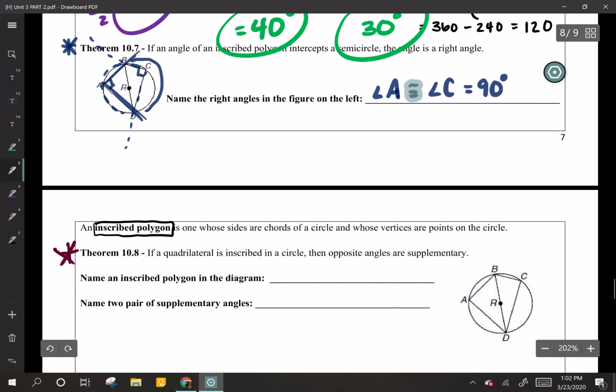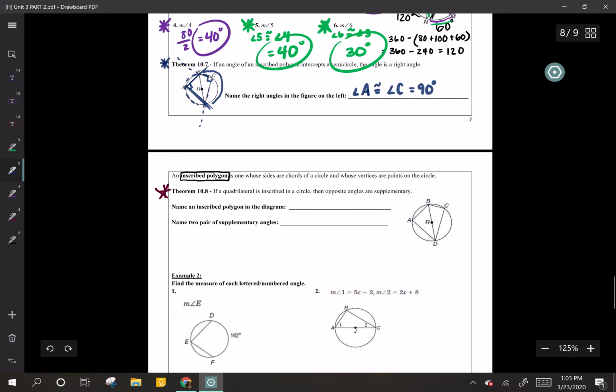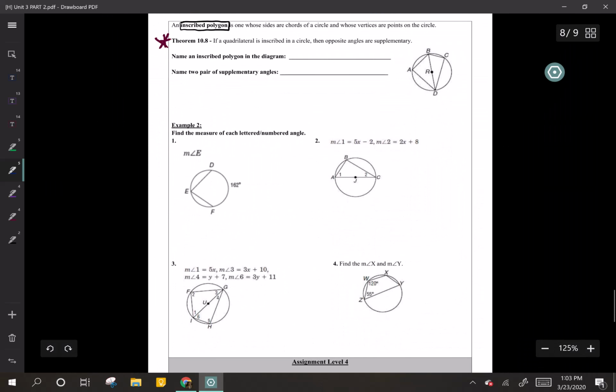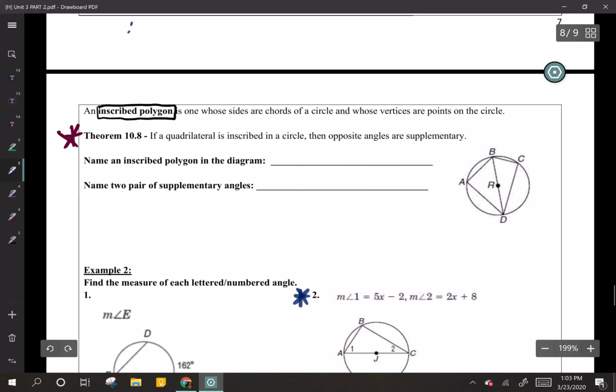Let me make that congruent sign more clear. Okay, and then in the example problems below, you'll see us use Theorem 10.7 twice. That's going to be number 2 and number 3. Theorem 10.8 says if a quadrilateral is inscribed in a circle, then opposite angles are supplementary. And for those of you who forgot, supplementary means their sum equals 180 degrees.